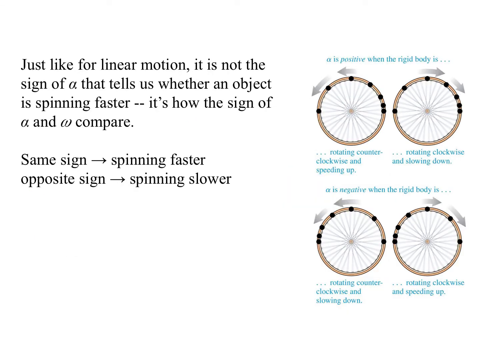Just like for linear motion, it is not the sign of alpha that tells us whether an object is spinning faster. It's how the sign of alpha and omega compare. If they have the same sign, the object is spinning faster. We'll sometimes say spinning up, although that's probably bad notation. If they have opposite sign, then they are spinning slower. And again, you'll sometimes hear that as spinning down. But again, probably bad vocabulary because there's no up or down here in the physical sense. We just mean getting faster or getting slower.